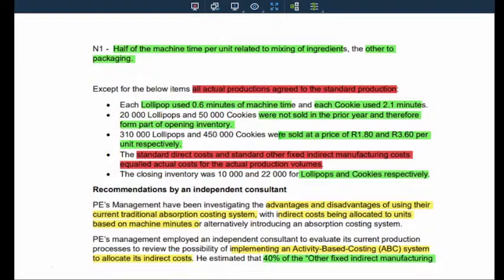Then they tell you that the closing inventory was 10,000 and 22,000 for lollipops and cookies respectively. Do you see from this information, did I actually tell you what we produced? Which is weird, right? But don't you think we can calculate it? How can we calculate that? How do we solve for X?